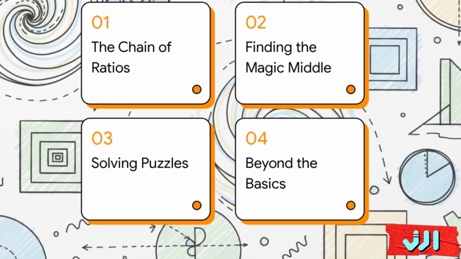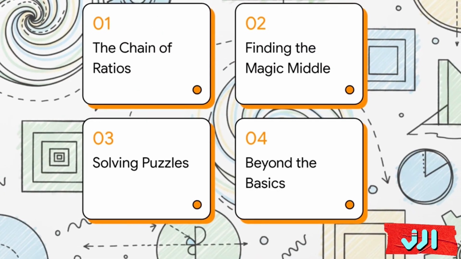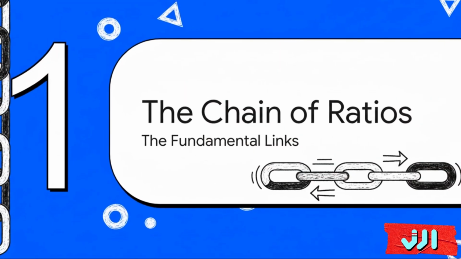So here's the game plan for this explainer. First, we'll get the hang of the basic idea, what I'm calling the chain of ratios. Then we'll put that to use and start finding the magic middle. After that, we'll level up and tackle some pretty fun proportion puzzles. And to wrap it all up, we'll push the limits and go beyond the basics to see how powerful this concept really is. Okay, section 1, the chain of ratios.